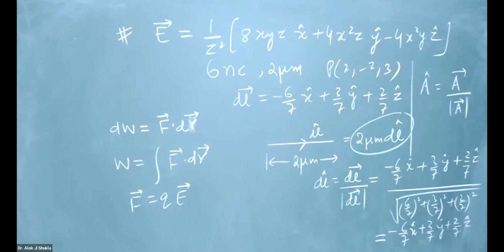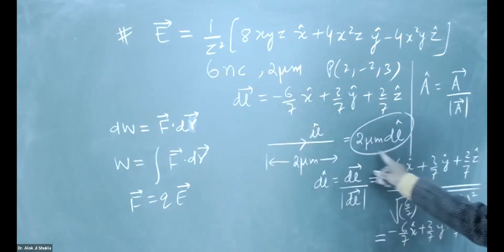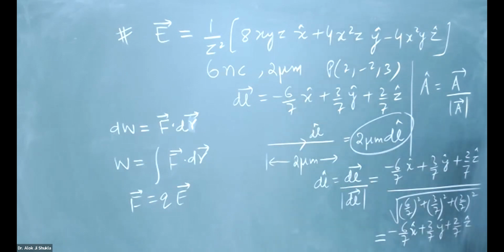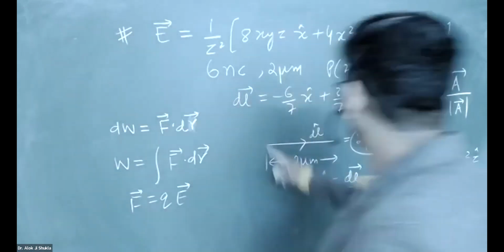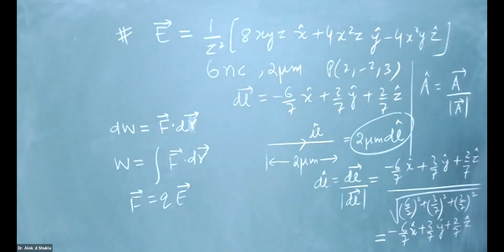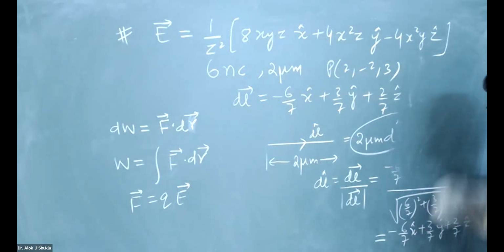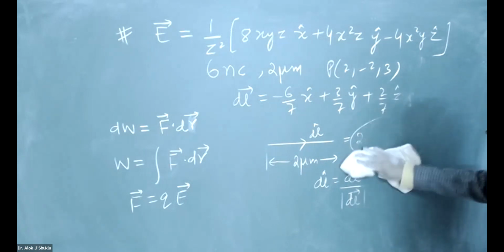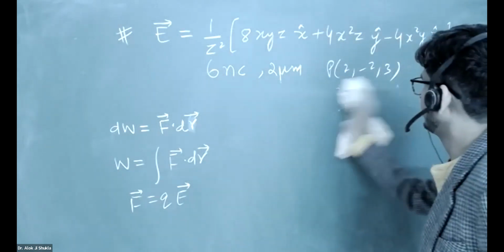And we have to move this much distance, 2 micrometer, in this direction. And the field was given. So let us calculate now the work done. Can I erase this much? This is clear to everybody? This part is okay? So let us write work done.